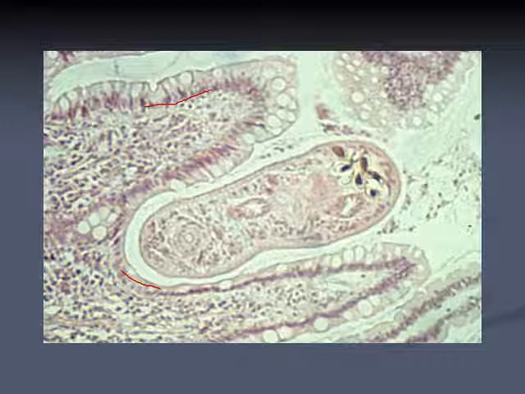Here we can see that this part is the part of the oral sucker. Here is, and this one, they are the intestinal ceca of the worm, and these dark colored objects are some eggs in the uterus.